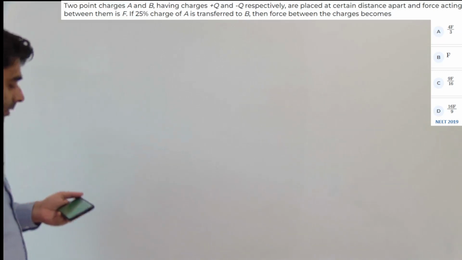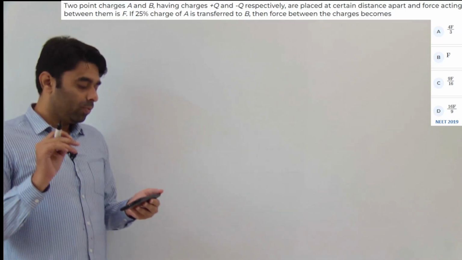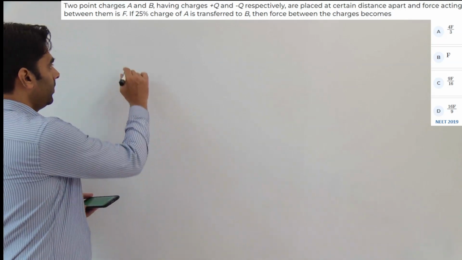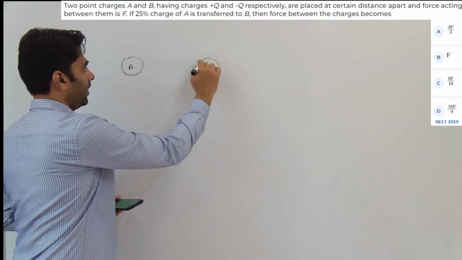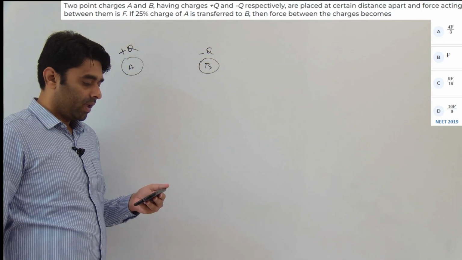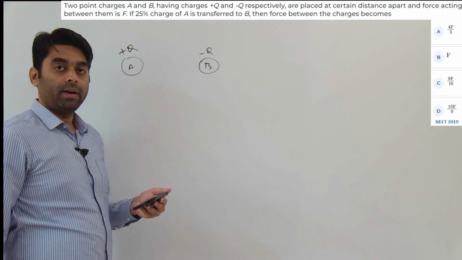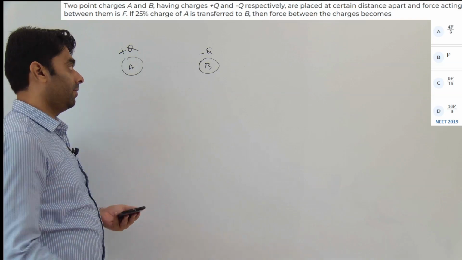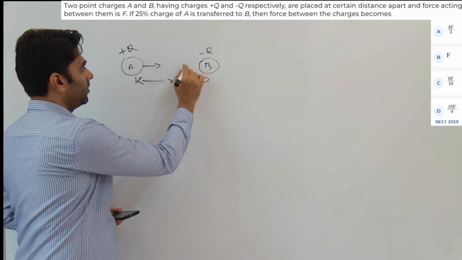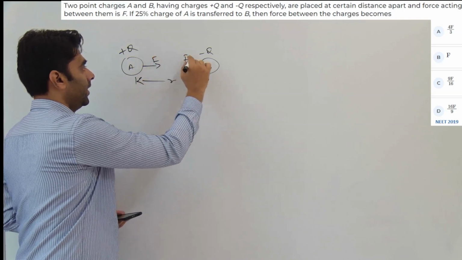The question we have is: two point charges A and B having charges plus Q and minus Q respectively are placed at a certain distance apart and the force acting between them is F. Let's say that distance is R. They are opposite charges, so it will be an attractive force F.